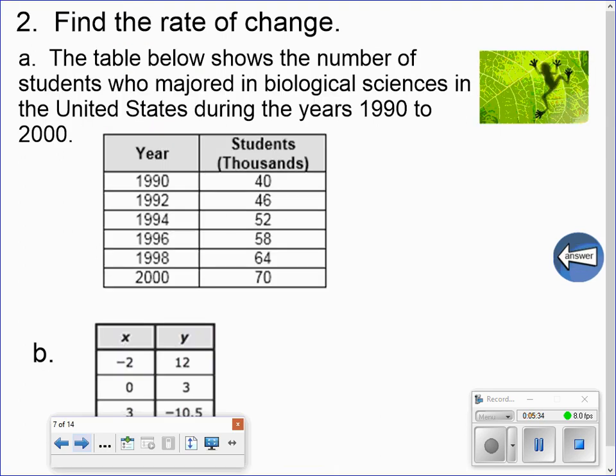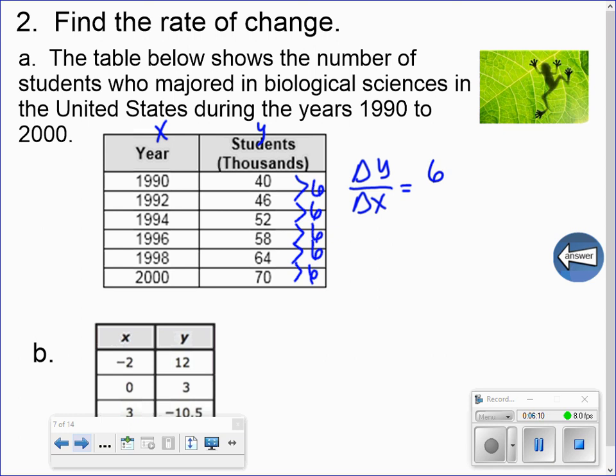When we look at finding rate of change from a table, it says the table below shows the number of students who majored in biological sciences from 1990 to 2000. Rate of change is the same thing as slope. So remember, we can look at the change in y compared to the change in the x's. My y is my dependent, my x is my independent. Change in y, that's plus 6, plus 6, plus 6, plus 6, plus 6. So change in y is 6,000, right?